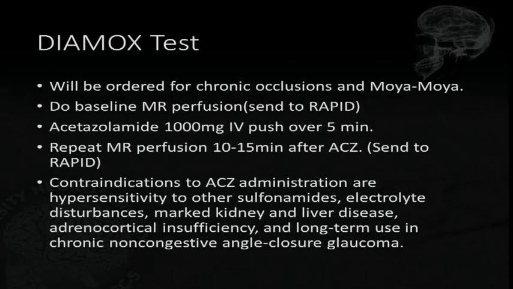And you're going to now be asked to do Diamox tests. I was asked yesterday to do one. So the Diamox test will be ordered for chronic occlusions and moyamoya. So we're going to do a baseline MR, and you send it to Rapid. Then you need to push 1,000 milligrams of IV acetazolamide, and that's a bolus over 5 minutes. And then we repeat the MR perfusion 10 to 15 minutes later and send it to Rapid, okay?